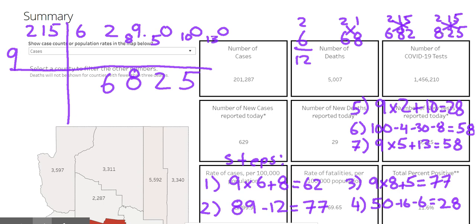How many times does 9 go into 78? Okay, and I would say probably 9 times 8 would be good. 9 times 8 is 72, and that should be good enough, okay? And there's 6 left over, okay? Let's stop there.